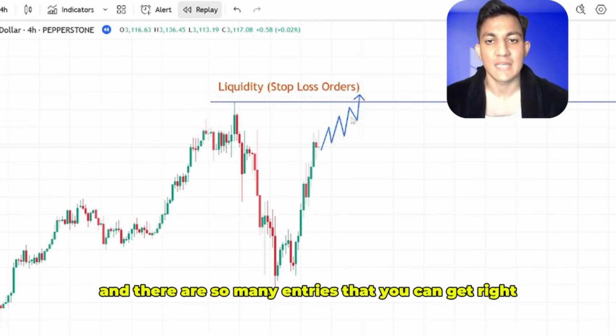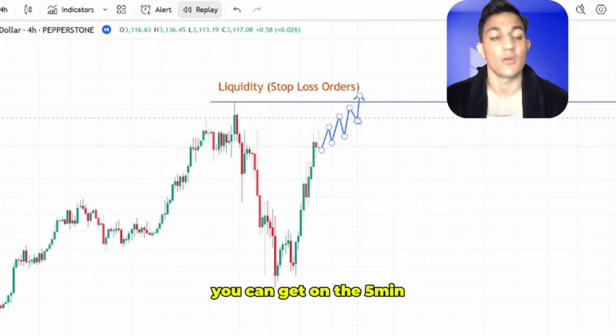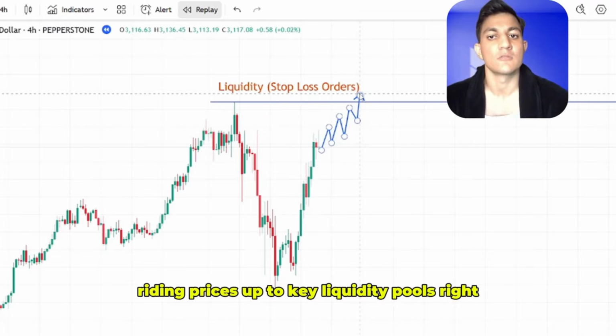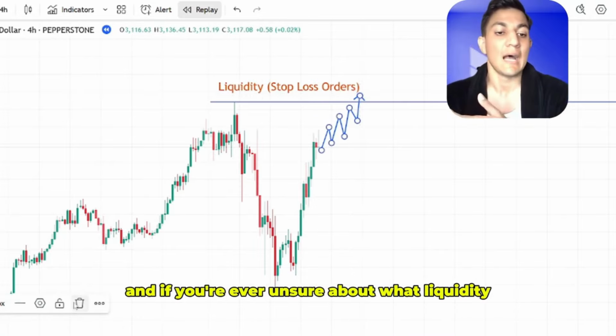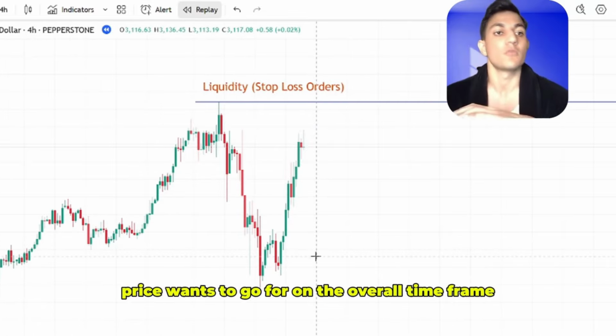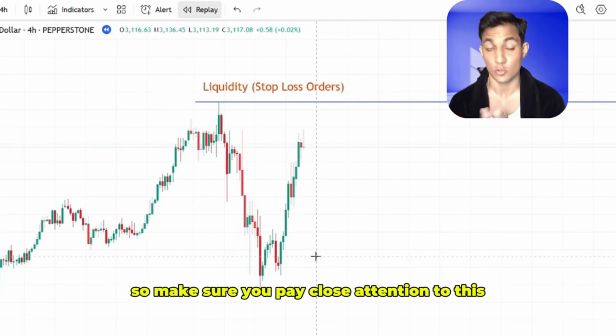On the lower time frames, just pulling price towards it. And there are so many entries that you can get, right? There's so many easy entries that you can get on the 5 minute, 1 minute, 15 minute, even the 1 hour chart, riding price up to key liquidity pools, right? And if you're ever unsure about what liquidity price wants to go for on the overall time frame, this is the technique, this is the tool. So make sure you pay close attention to this.